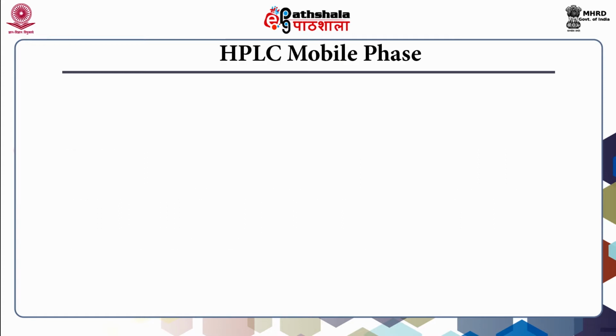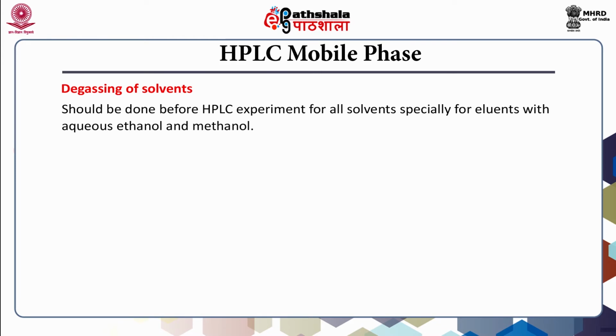For the HPLC mobile phase, we need to do some activities. One of the important activities is degassing of the solvents. The solvent should be degassed before using it in HPLC. Why? It is important for those eluents with aqueous ethanol and methanol. Whenever we are using such mobile phases, they should be degassed.